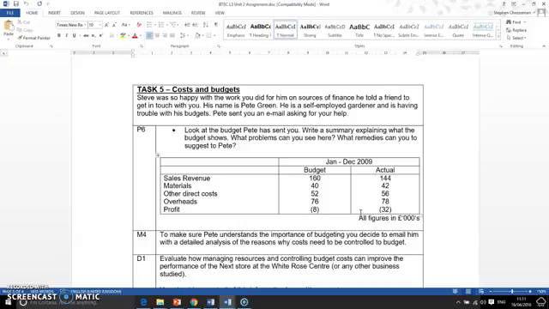But the main things that we're trying to talk about here are these three lines: materials, other direct costs and overheads. In each of the three cases, Pete overspent. He spent more money than he budgeted to spend.